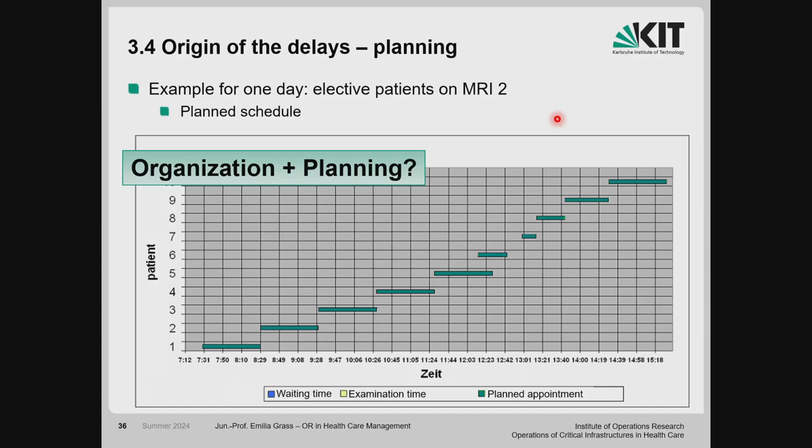Do you mean, are you talking about 2 different MRI scans? That's true. No, that's excluded. This is simply the treatment time without preparation and follow-up treatment. So when you simply look at this schedule, would you say that's optimal?